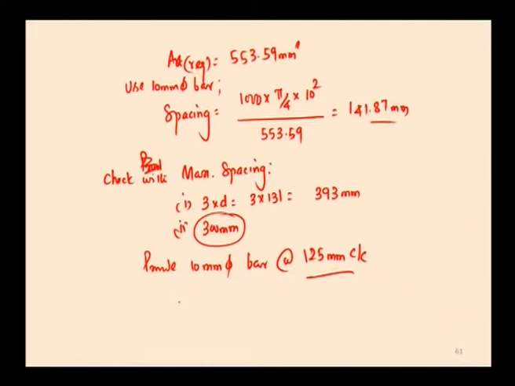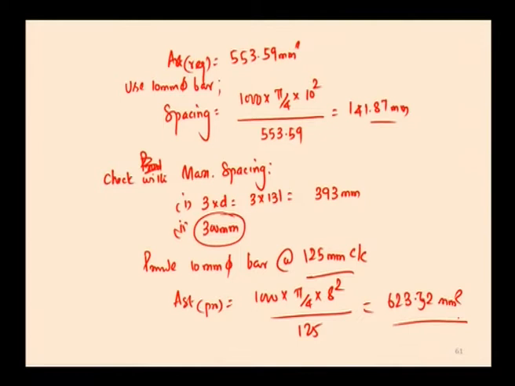Next one, AST provided. So, here AST required is 553.59. For that I need 141.87 spacing of reinforcement, but I have further reduced it to 125 mm to avoid the practical difficulties. So, from this I am calculating the AST I have provided in the design, that is 1000 into pi by 4 into 8 square divided by 125 mm, which is equal to 623.32 millimeter square. So, this is the AST I have provided.